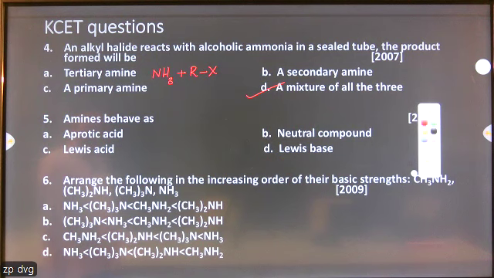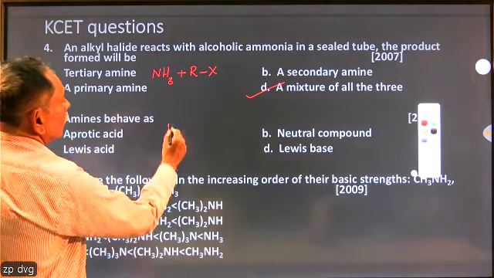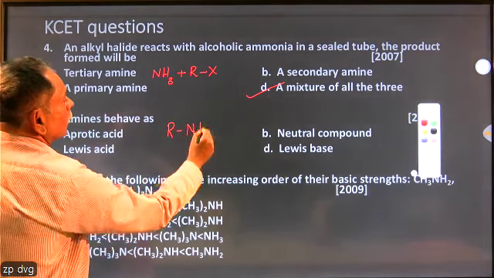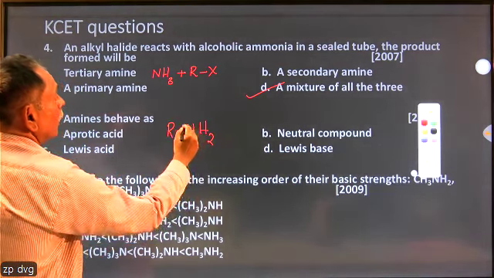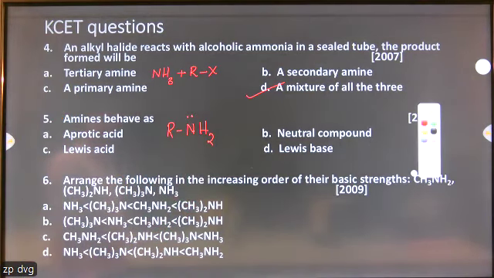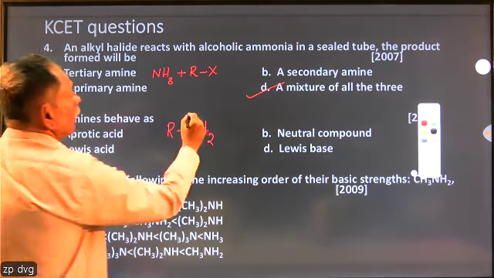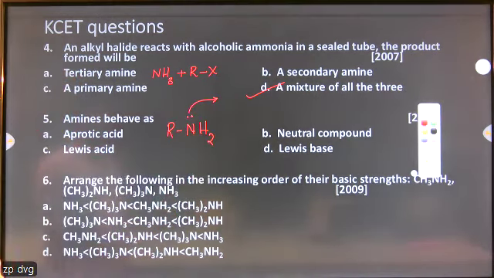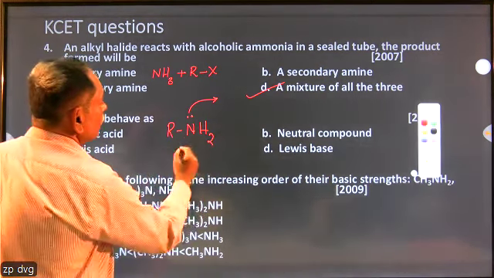Next question. Amines behave as a protic acid, a neutral compound, Lewis acid, D Lewis base. So as I told you, in case of amines, the nitrogen present in amines contains a lone pair of electrons, unshared pair of electrons, which can be used for donation. So that's why it acts as a Lewis base.